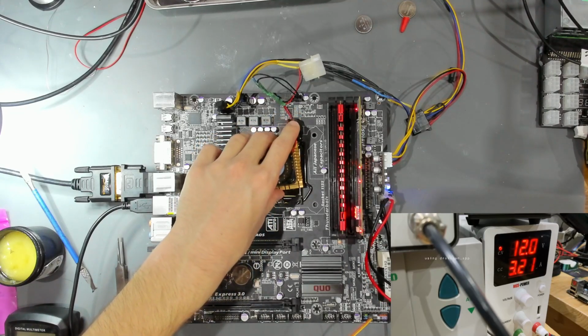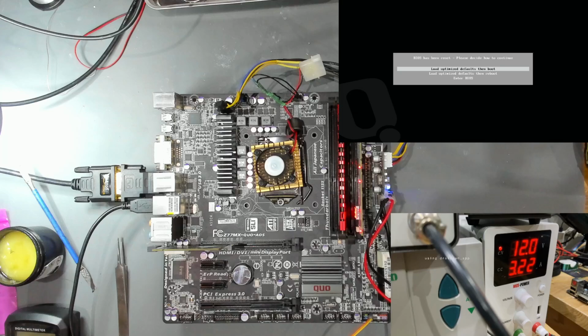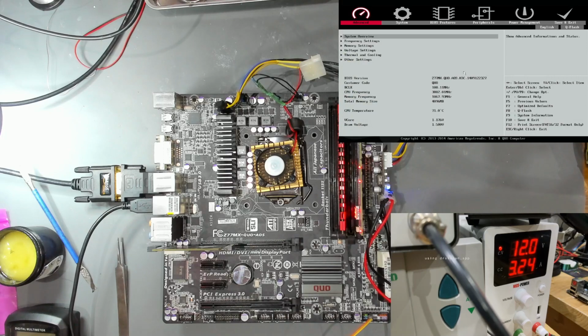So let's quickly... Oh no, I actually have something, but you can see that. Wait a minute. We're going to hit reset. And now it should also appear for you. And there it is. We actually have boot now. BIOS has been reset. Please decide how to continue. Load default to boot. And we're just going to go into our BIOS. Very nice. That was already it.